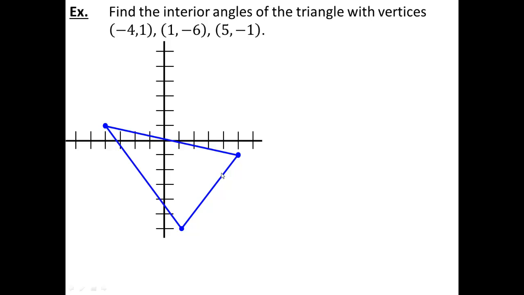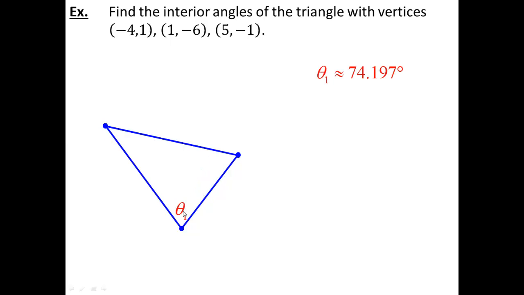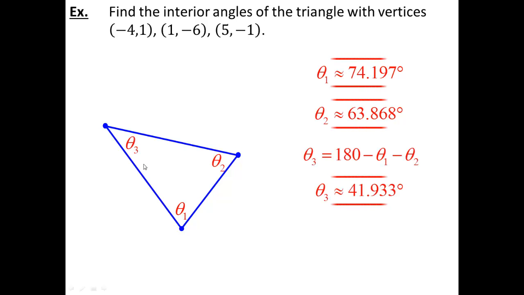So this angle was 74, this angle was 63. Now of course we could do the whole vector process again for the third angle, or we can realize it's a triangle, subtract from 180. So that our final answer was 41.933.